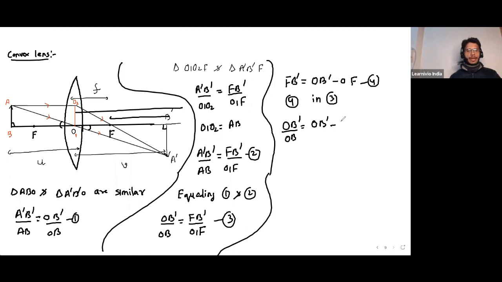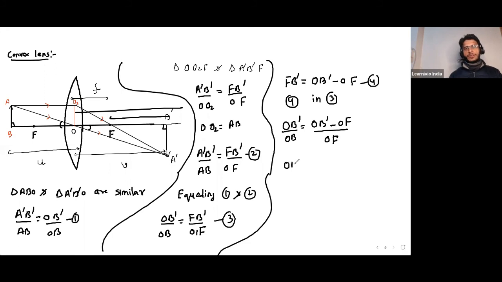OB prime minus OF divided by OF. So I make this mistake. Somewhere I take O, somewhere I take O1. It's always O, okay? Everywhere it's O. No O1. It's O always.